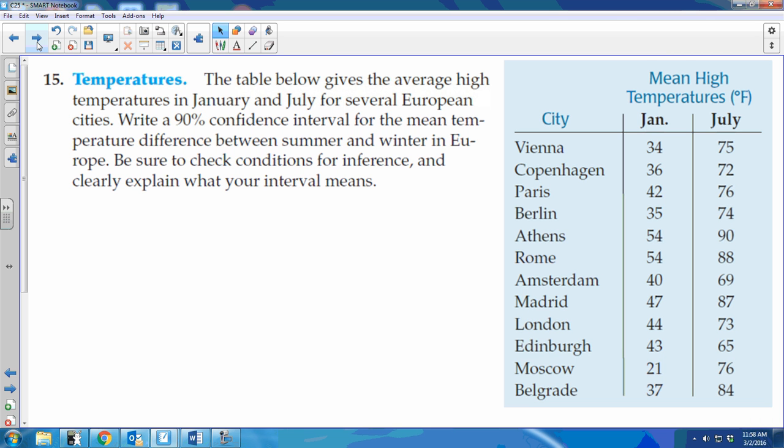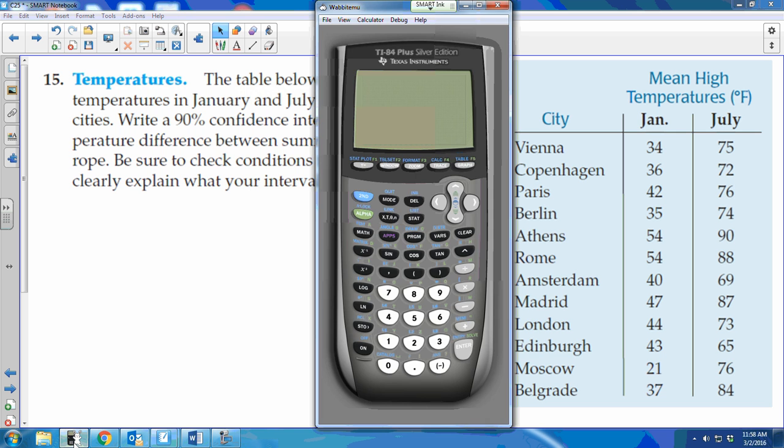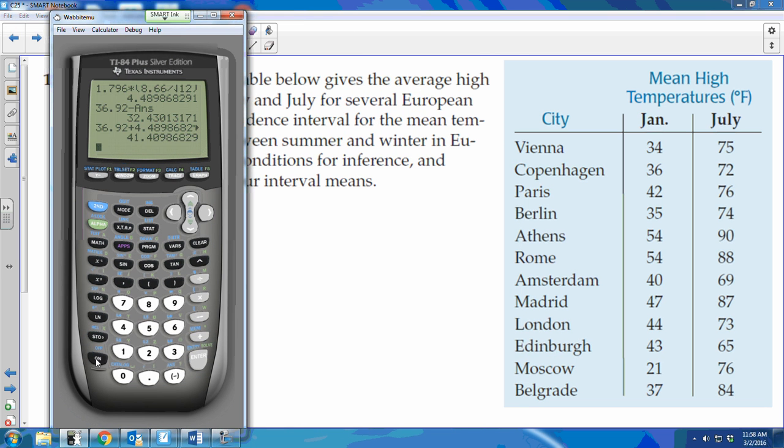The last condition is the nearly normal condition. I cannot do that unless I do some math first. I cannot just look at this table and say, yeah, we're good. So what you need to do in your calculator is enter January into one list, and July into another. Then we're going to find the list of differences, because all our math is going to be based off a list of the differences in temperature. Luckily, I did all of this earlier, so it won't take me forever to type everything in. You should have January and July in your calculator if you're going to do this with me.